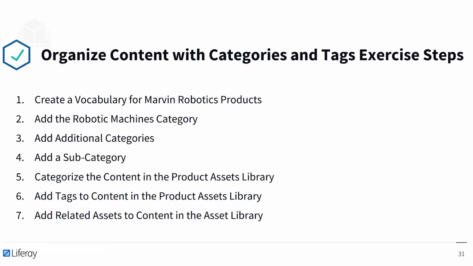The steps we will take to accomplish this are create a vocabulary for Marvin Robotics products, add the robotic machines category, add additional categories, add a subcategory, categorize the content in the product assets library, add tags to content in the product assets library, and finally, add related assets to content in the asset library.